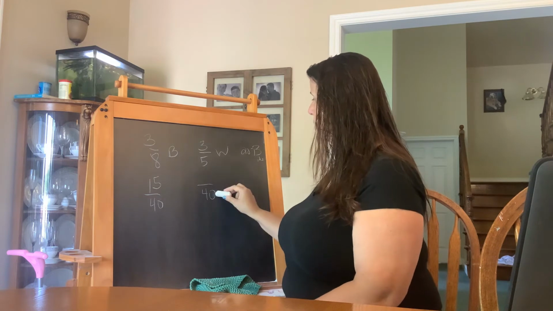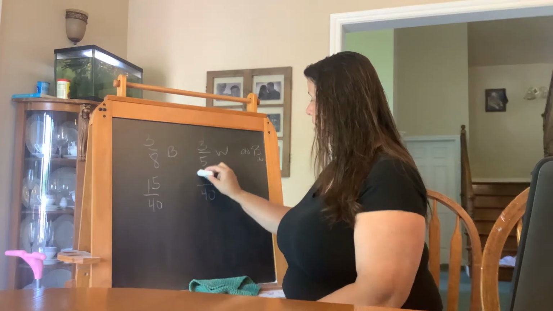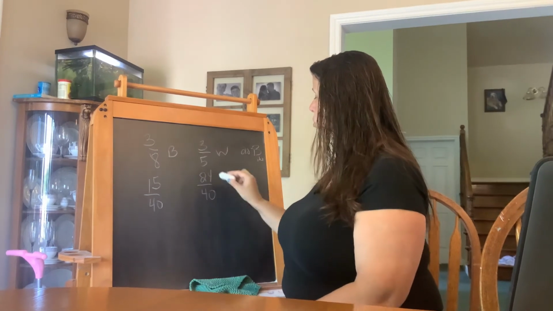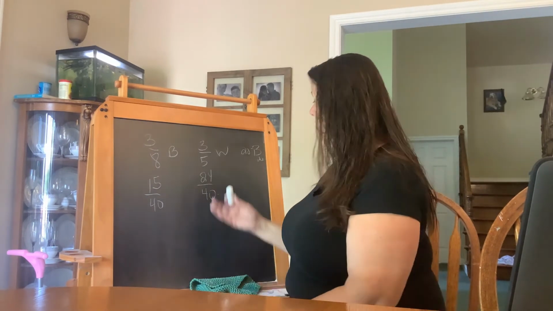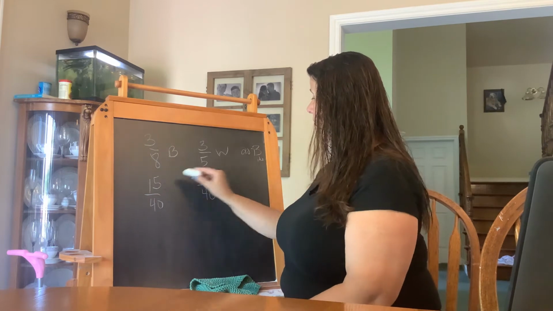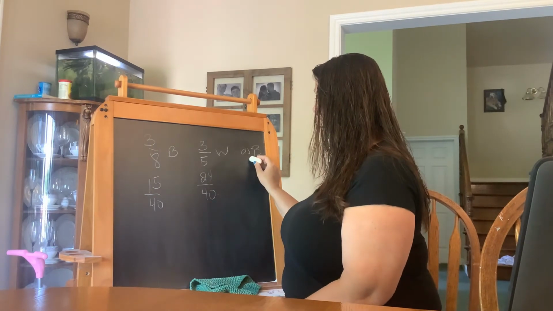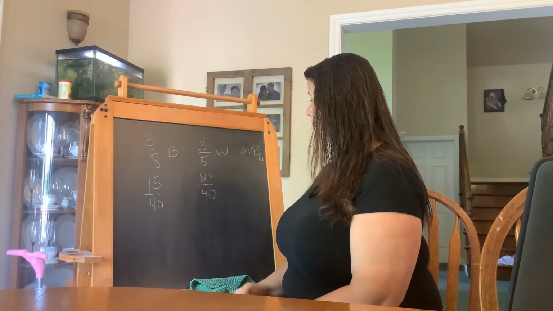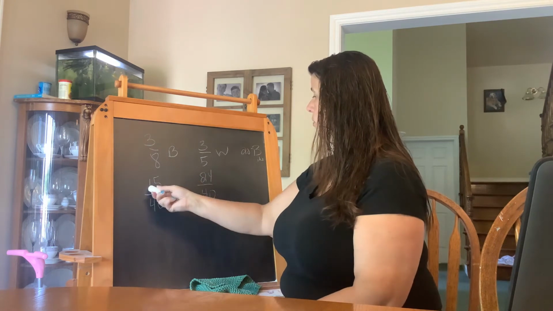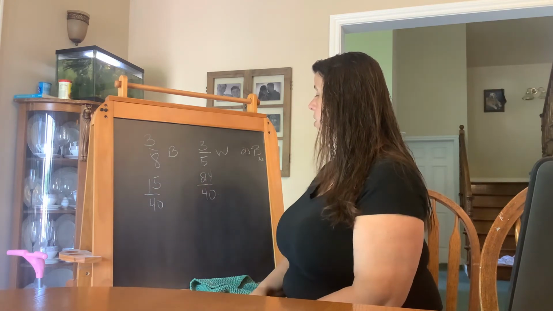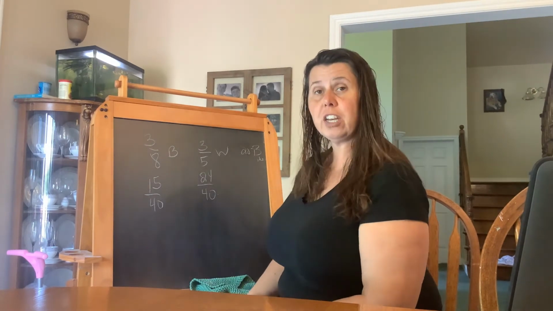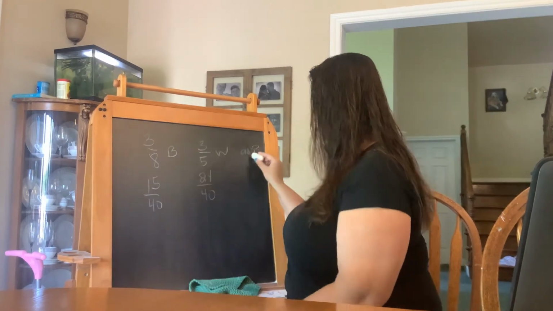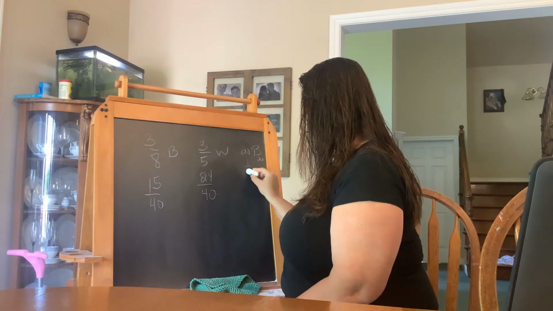Now, we're going to change this to 40. So 5 to 40 is times 8. So 3 times 8 is 24. So 24/40ths walk, right? Now we have common denominators. We can add these together and figure out what fraction take a bike. So 24 plus 15 is 39. So the two of these together account for 39/40ths, which means that the bikers are only 1/40th.